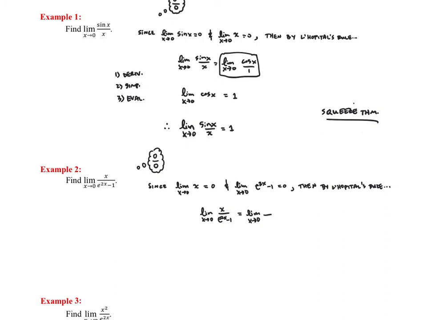So the derivative of x is 1, the derivative of e to the 2x minus 1 is 2e to the 2x. Now let's evaluate, because there's not a whole lot of simplifying we can do there. Actually, there's none. The limit as x approaches 0 of 1 over 2e to the 2x is going to equal 1 over 2 times 1, which is 1/2. Therefore, by L'Hopital's rule, the limit as x approaches 0 of the original, x over e to the 2x minus 1, is equal to 1/2.